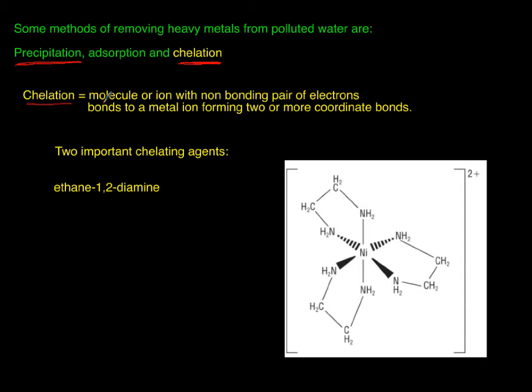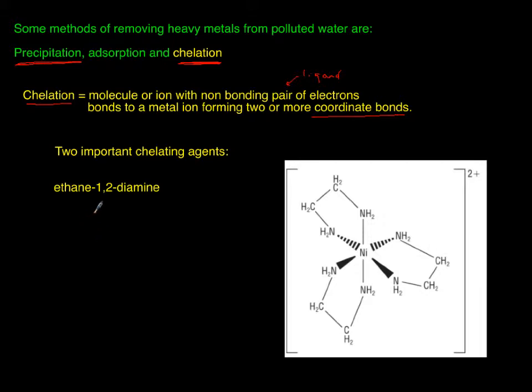Chelating agents are molecules or ions with a non-bonding pair of electrons. Remember, this was the definition of a ligand, so nothing has changed. It bonds to a metal ion forming two or more coordinate bonds. So a coordinate bond is when both electrons belong to one species. Now there are two chelating agents that we are going to mention this year.